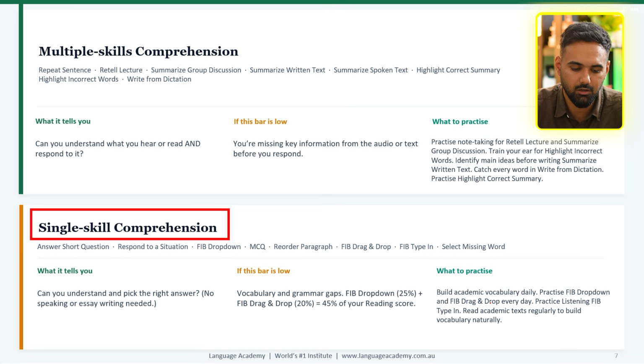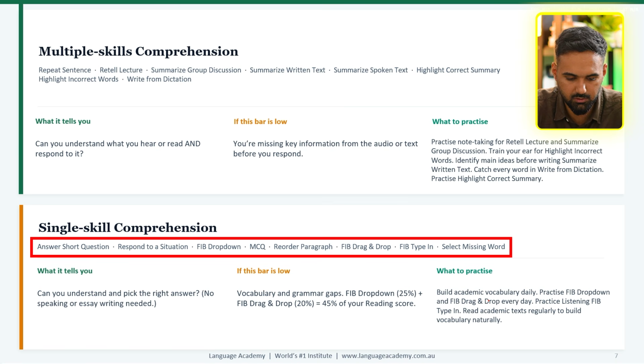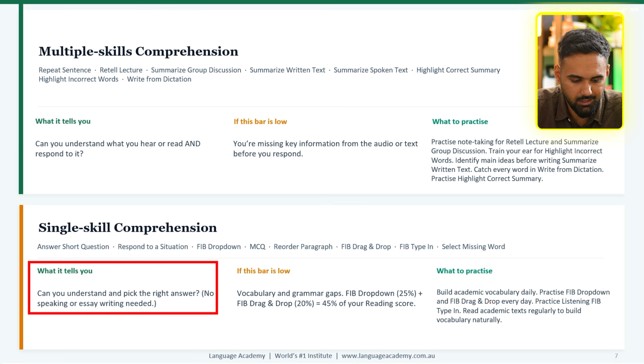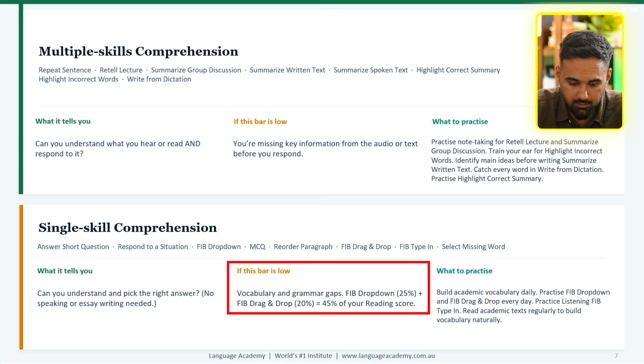Next is single skill comprehension. This includes question types which will give you points in one module and includes answer short questions, respond to situation, reading drop down fill in the blanks, MCQs, reorder paragraph, drag and drop fill in the blanks, listening fill in the blanks, and select missing words. This tells you whether you can understand and pick the right answer, meaning can you read or listen and figure out the right answer. If this is low, most probably you're going wrong with both the reading fill in the blanks because they contribute a lot towards this particular bar.